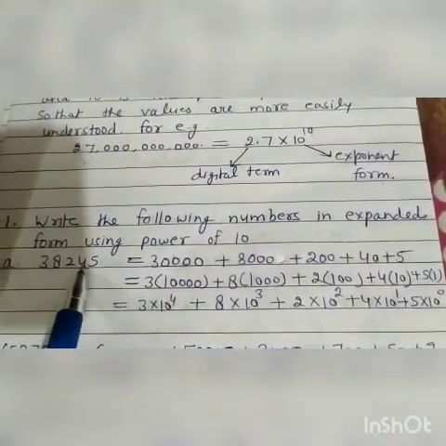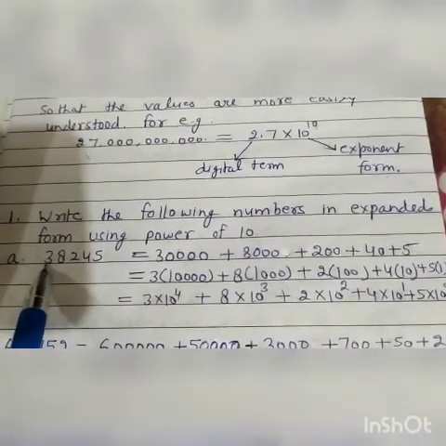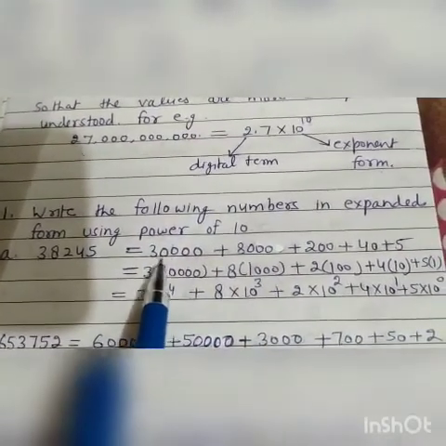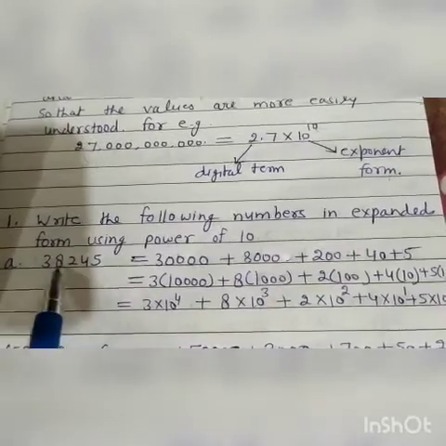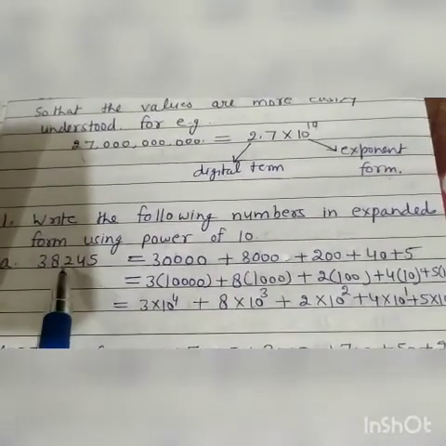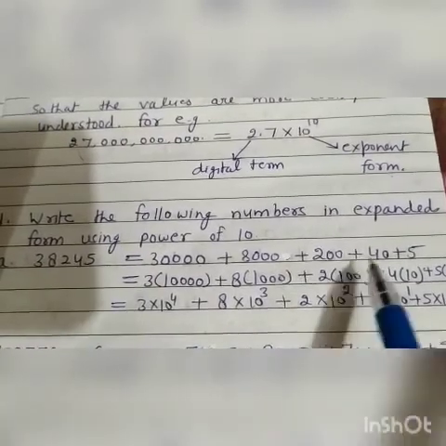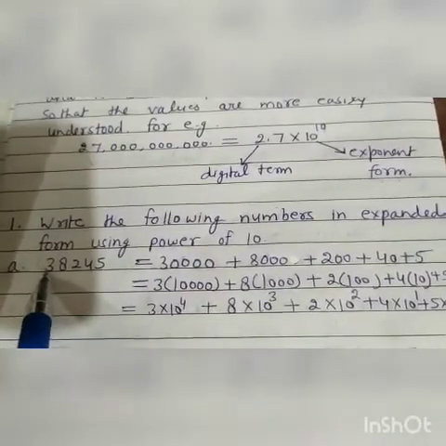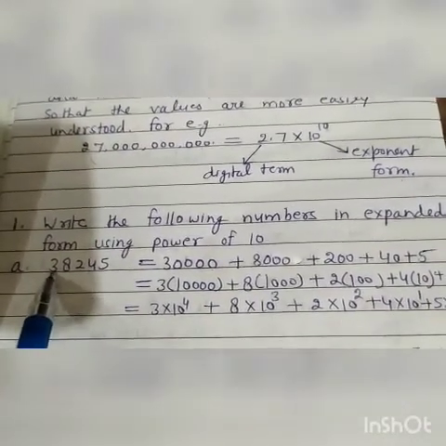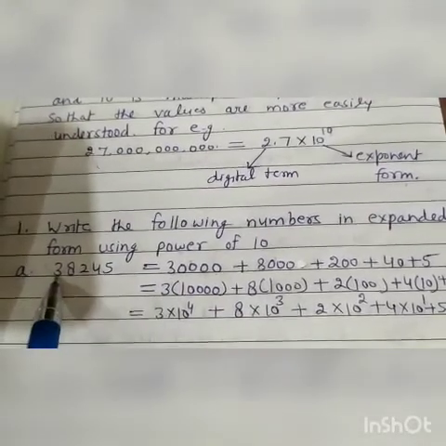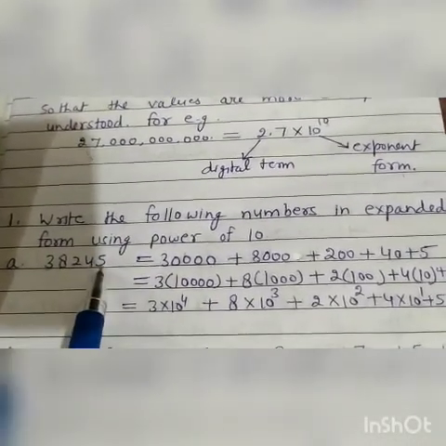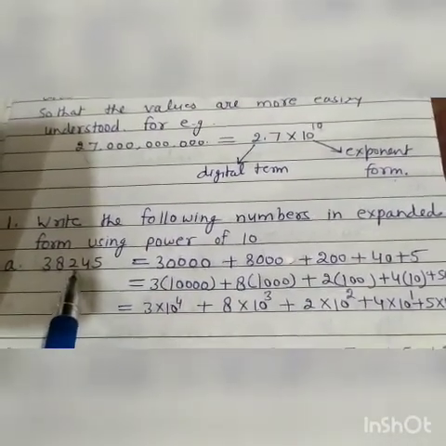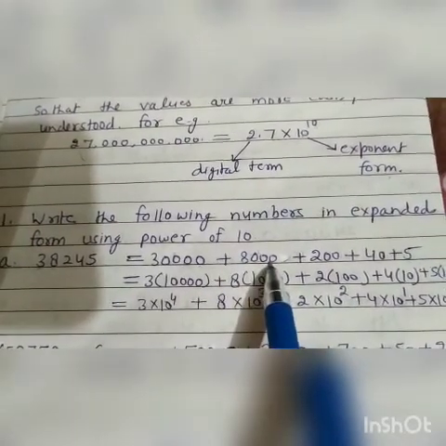See the place values: ones, tens, hundreds, thousands, ten thousands. It is 3 ten thousands. So we will write here 3 ten thousands, or we can say 30,000. Then this 8,000. Then this 200. Then this 40, and then plus 5. Or in other words, first we write this digit starting from the left side. We will write this 3, and after 3 how many digits? 1, 2, 3, 4. We will put 4 zeros. Then plus we will write this 8. After 8 there are 3 digits. So we will add 3 zeros.